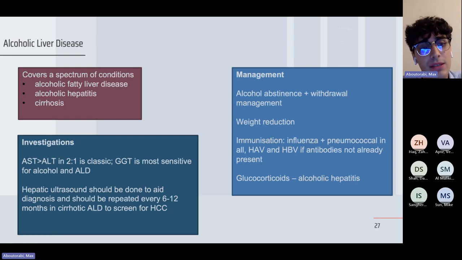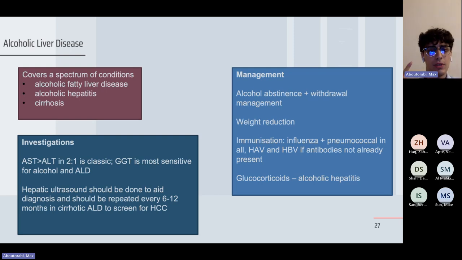And what you can find is sometimes in a lot of AKT questions and a lot of PASMED questions, the AST will be two times as much as the ALT. However, I've heard in practice this isn't as much of a thing and it's not commonly seen. But for your AKTs, definitely keep that in mind.